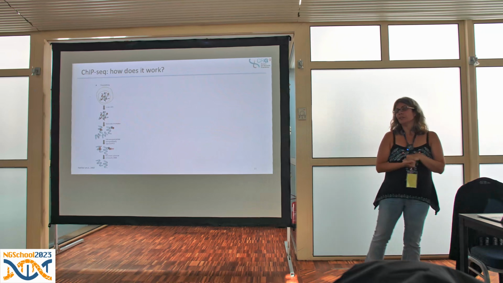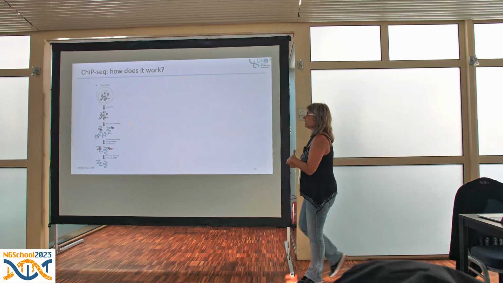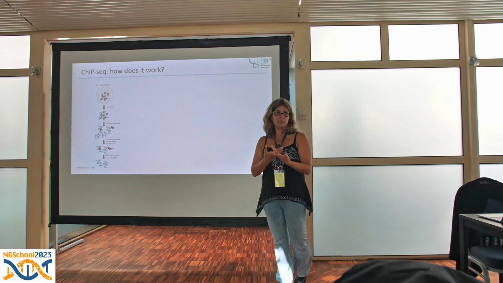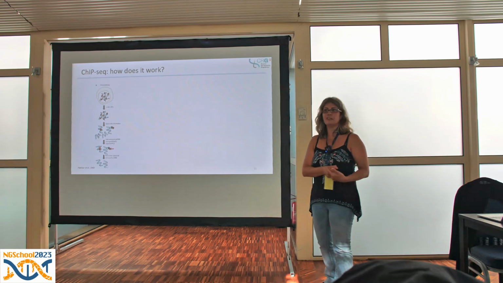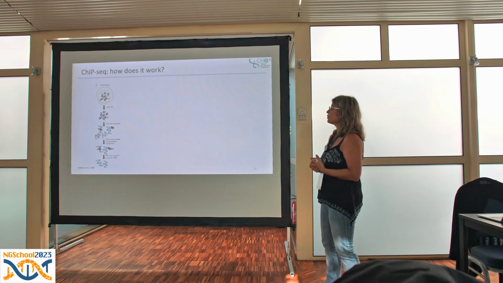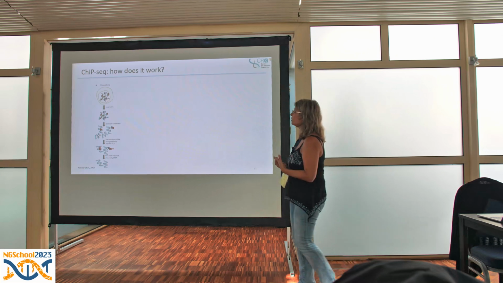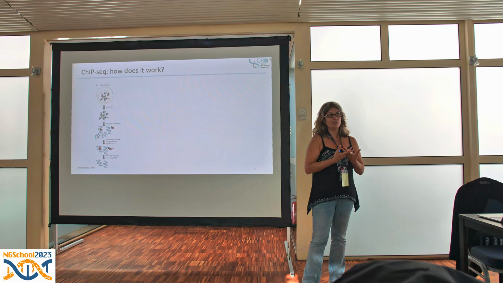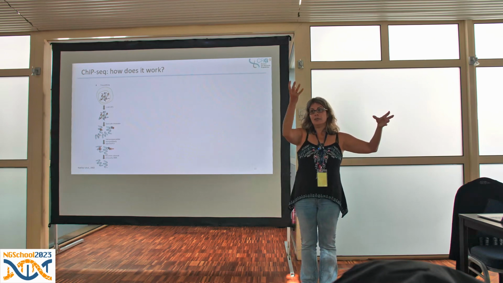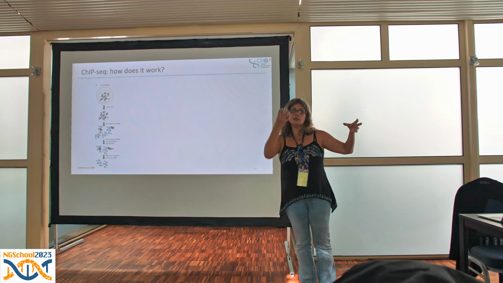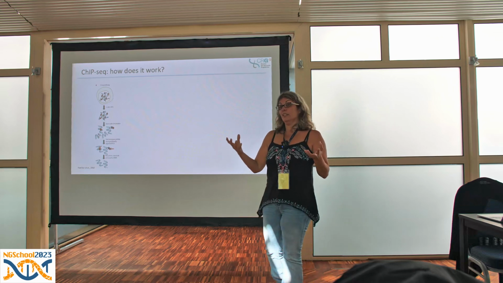So how does it work? I think it's essential that we understand how these technologies work at the wet lab level, to understand what we need to do afterwards to analyze the data. So what is a ChIP? Actually, ChIP is chromatin immunoprecipitation, literally. What does it mean? We have chromatin, and we precipitate it, we pull it down with antibodies, okay?